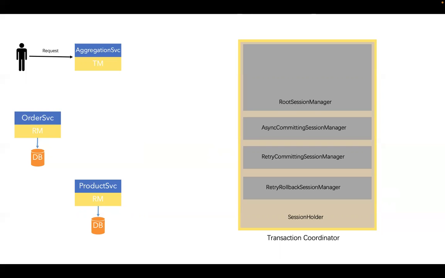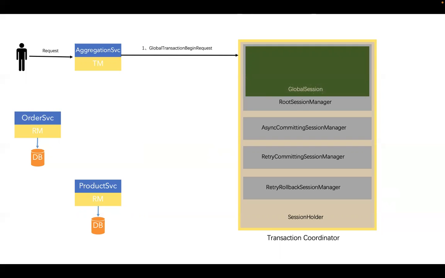So firstly, the user sends a request to the aggregation service. The transaction manager will know that it needs to open a global transaction, and the transaction coordinator, the TC server, will generate the global transaction for it and return the XID to the transaction manager. The XID is a unique transaction ID for the global transaction. After we retrieve the XID, the transaction manager will send a request to the order service with the XID.